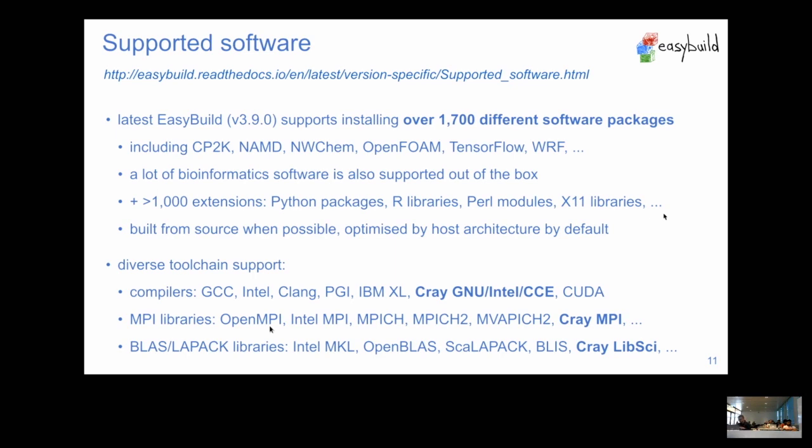We have a very wide support for different toolchains, a whole range of different compilers. Of course, GCC and Intel are there, Clang more recently. We have support for building software with PGI, even with IBM XL. Well, that one isn't really widely used, but the basic support is there. And we have pretty good support for using the different Cray programming environments. There's actually one missing there, Cray PGI we have as well.